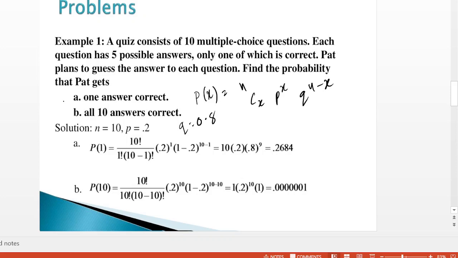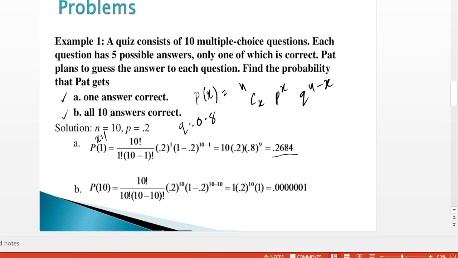The first one is to find the probability of one answer correct. Here x takes the value x is equal to 1. Substitute the values of x, p, q, n in the given equation. After calculating, we get the probability value 0.2684.